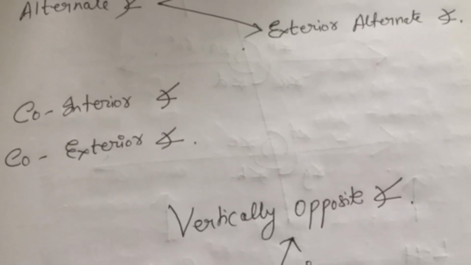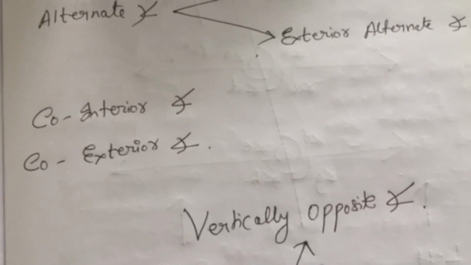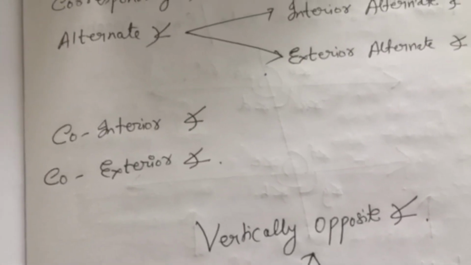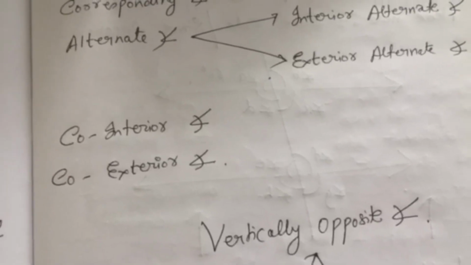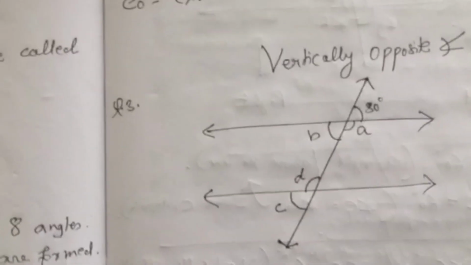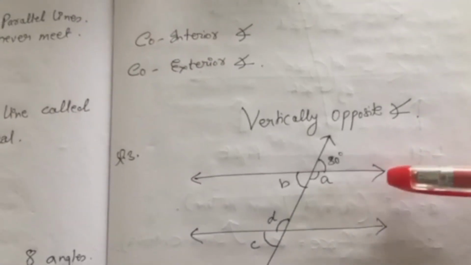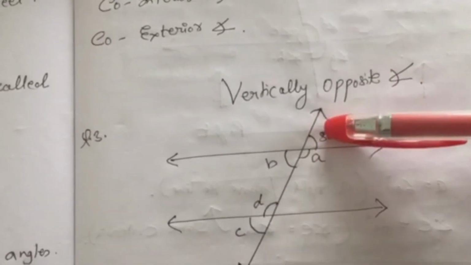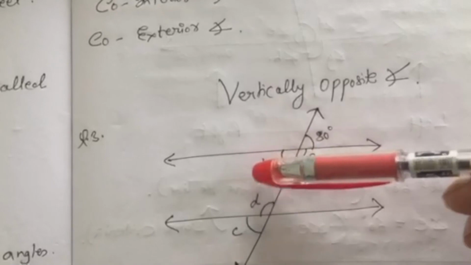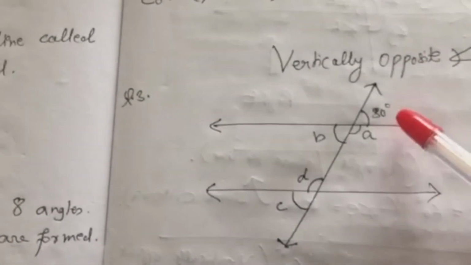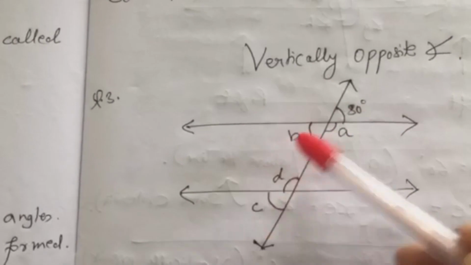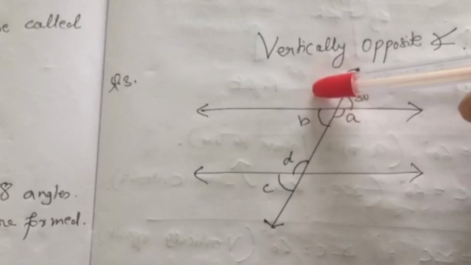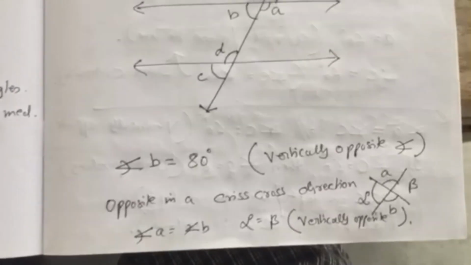If you stand in front of a mirror, the mirror shows your image, right? It will not show the image of any other person. Similarly, vertically opposite angles are mirror image angles. Here you can see there are 2 parallel lines and there is an angle of 80 degrees. Vertically opposite to 80 is angle B. So if this is 80, angle B is also 80. Understood? If this is 100, then angle A will also be 100. This type of angle is called vertically opposite.